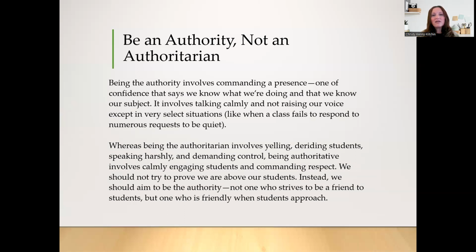Whereas being the authoritarian involves yelling, deriding students, speaking harshly, demanding control. Being authoritative involves calmly engaging students and thus commanding respect. We shouldn't try to prove we are above our students in any way. We're not better than them. Yes, we have more years of experience and more education, and therefore it's a good idea for them to listen to us, right? But teenagers don't always come in with that understanding. Instead, we should aim to be the authority, not one who strives to be a friend to students, but one who is friendly when students approach.